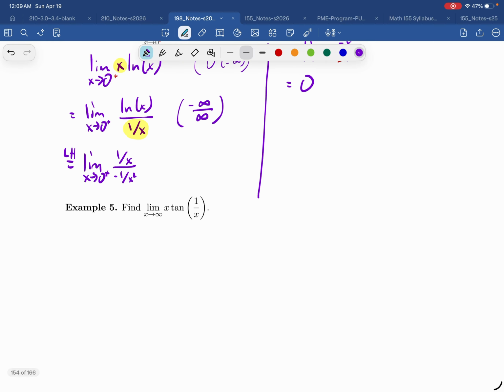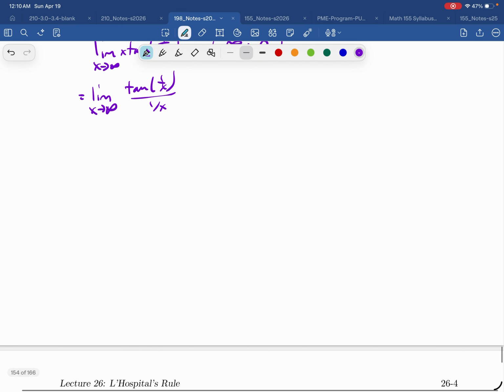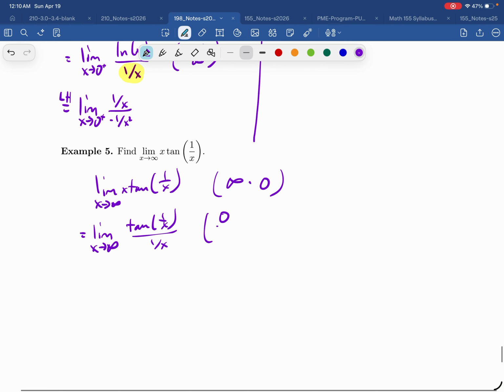Right, try this one. Same sort of thing. Try pausing the video and doing this one. Right, we have the limit as x approaches infinity of x tangent of 1 over x. And that is going to give us infinity times, turns out it's 0. Tangent of 0 is 0. There. And now you might notice that we do in fact have 0 over 0, so we do get to use L'Hopital's rule.